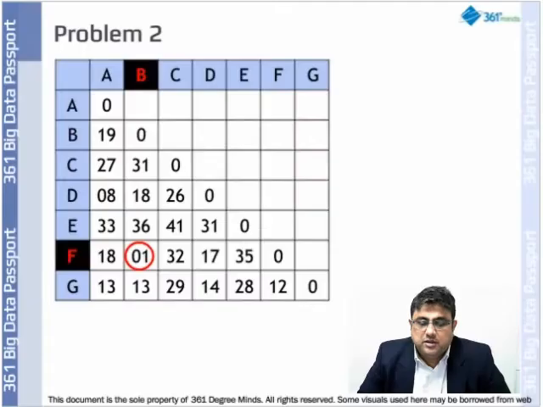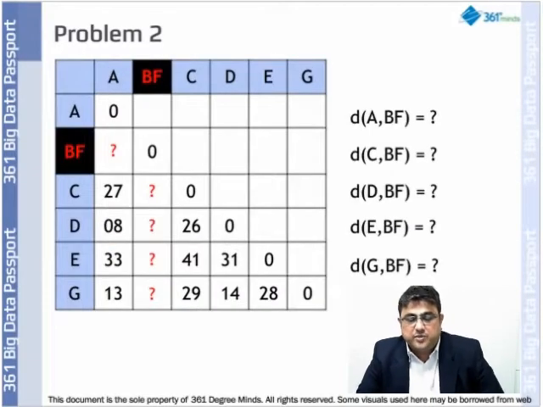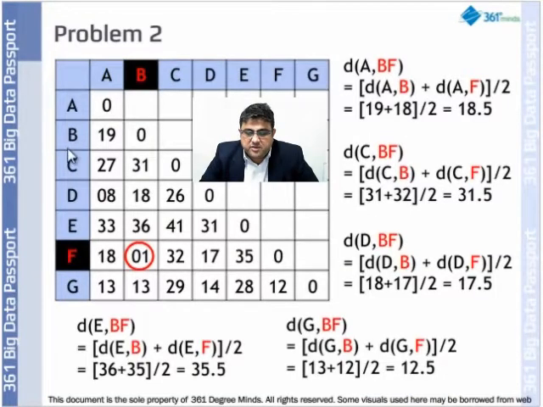Alright. So what is it that we need to find out? Let's go to the next slide. We need to figure out the distances between A and BF, C and BF, D and BF, E and BF, and G and BF. Let's figure out the distances. So A and BF is the distance between AB and AF by 2. You have the table in front of you. I'd like you to calculate it yourself. You could use the slide as a reference frame.